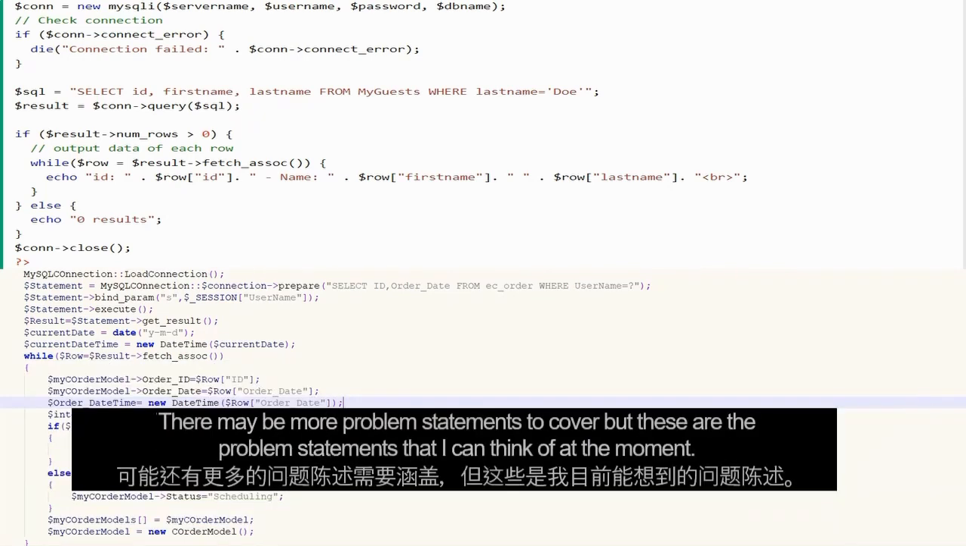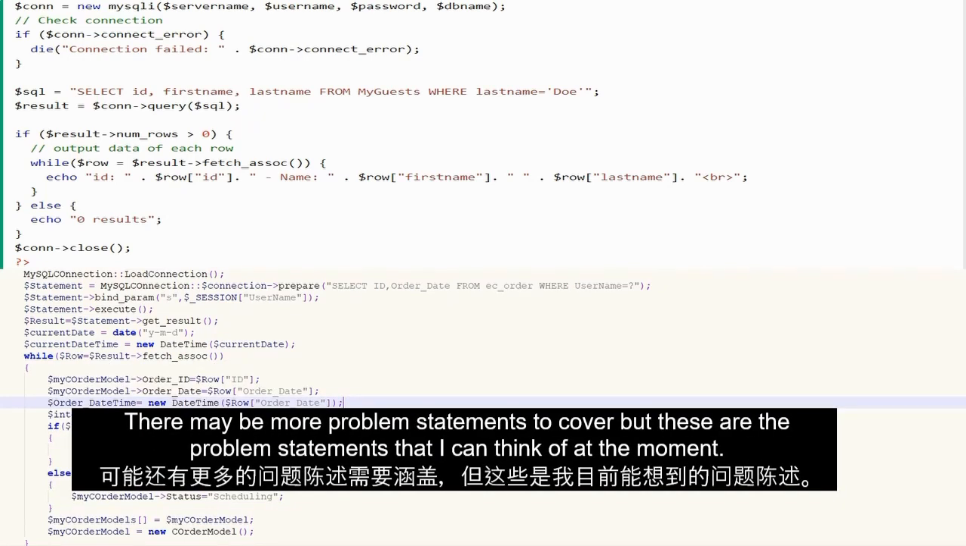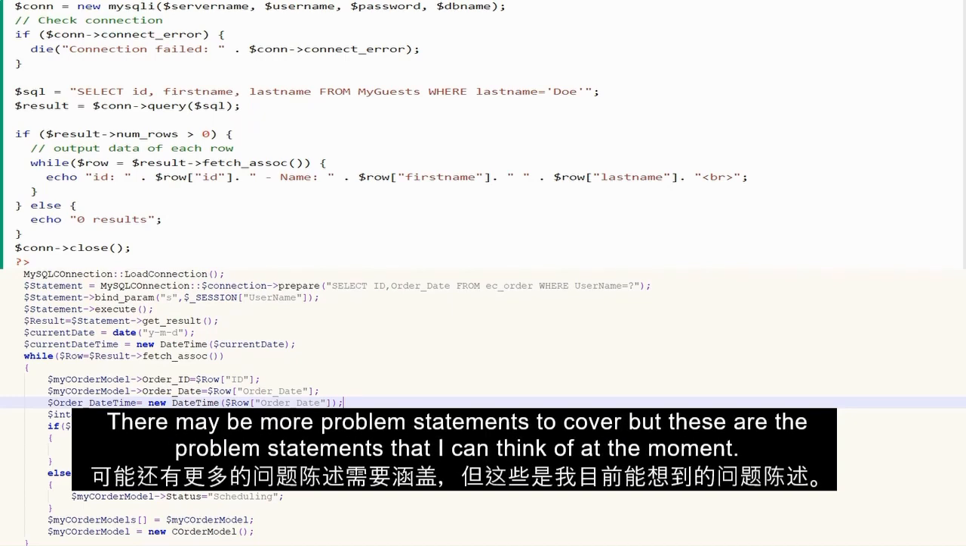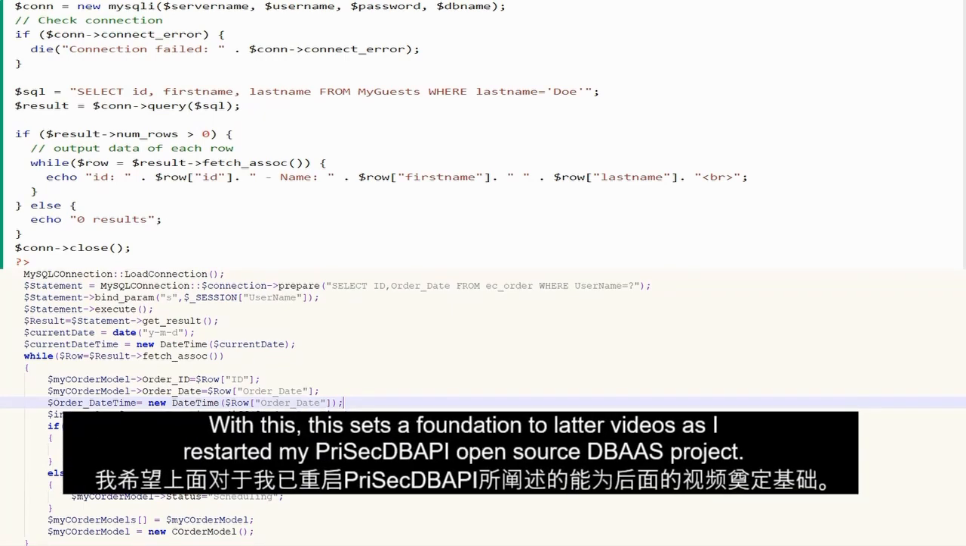There may be more problem statements to cover, but these are the problem statements that I can think of at the moment. This sets a foundation for later videos as I restarted my PriSecDBAPI open source DBAAS project.